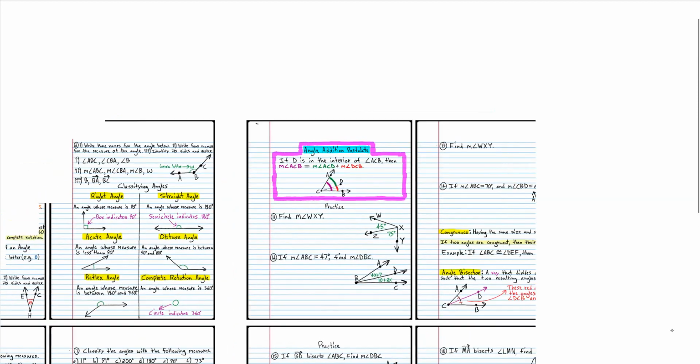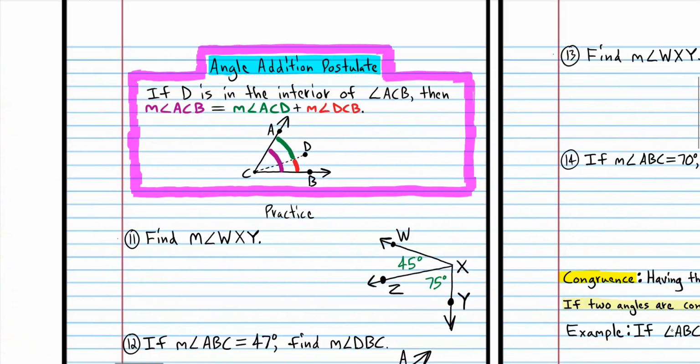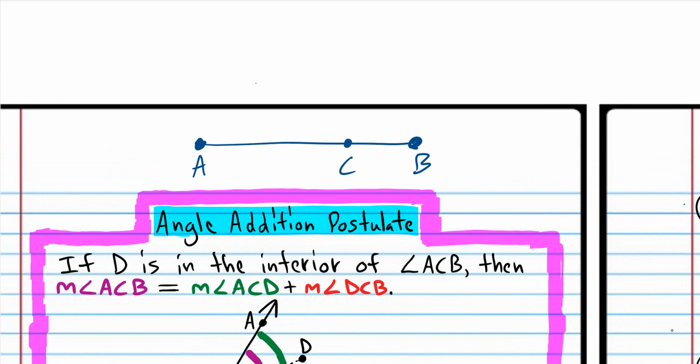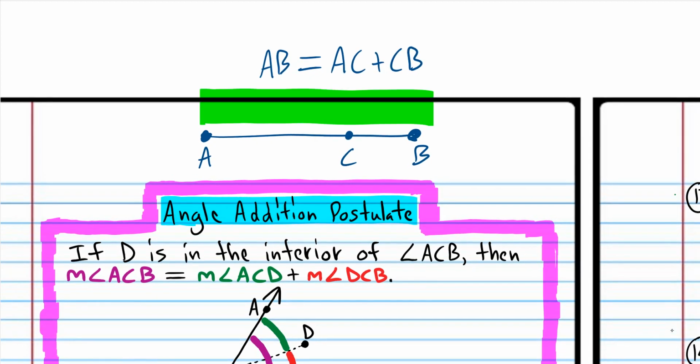Okay, so now we're going to learn something called the angle addition postulate. In the previous class, we learned the segment addition postulate. That's the situation where you have a segment and a point somewhere in between the endpoints. The segment addition postulate tells us that the length of the segment is equal to the length of AC plus the length of CB. So that entire green length is equal to the purple length plus the yellow length. That's the segment addition postulate.